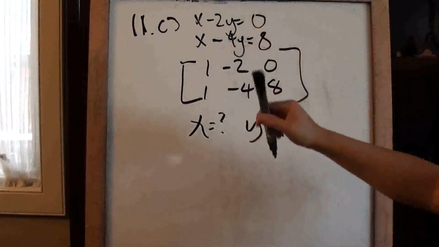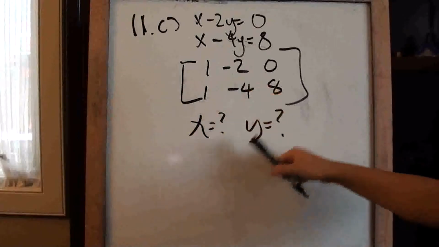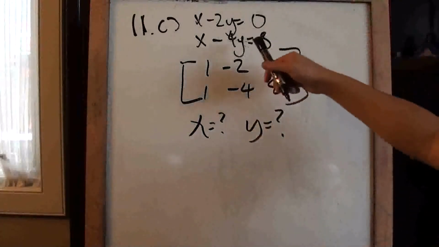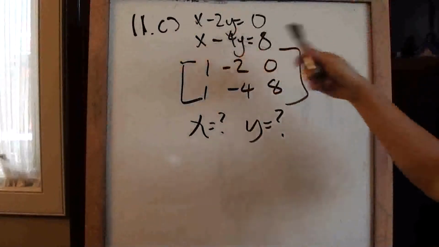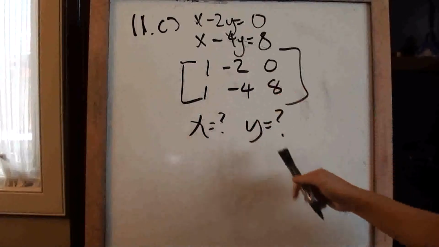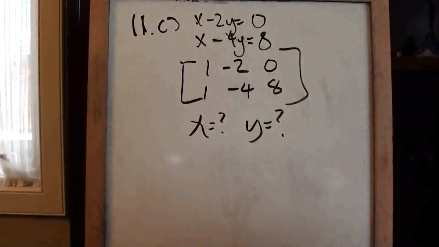X could be 1, x could be 5, x could be 9, all these things. Y could be this, or whatever. So there's multiple ways to make sure these two equations are right. In some cases though, it doesn't matter what x or y values are, it will never equal 0 and 8. So those are what we call undefined.